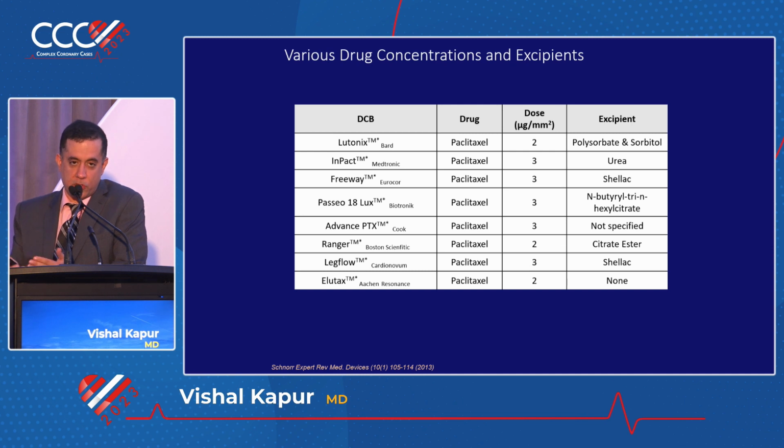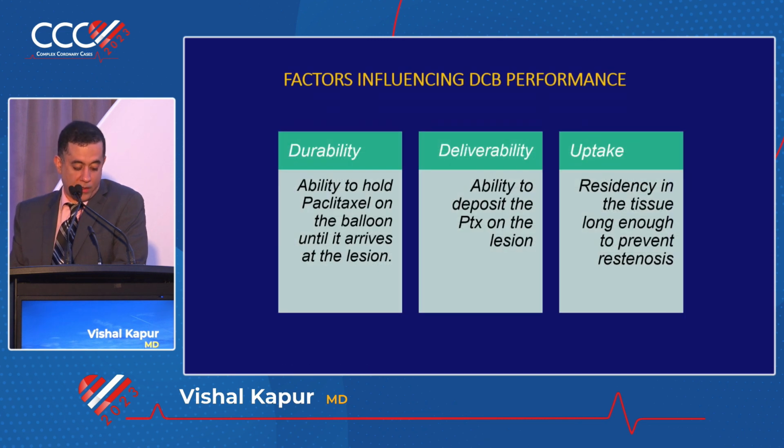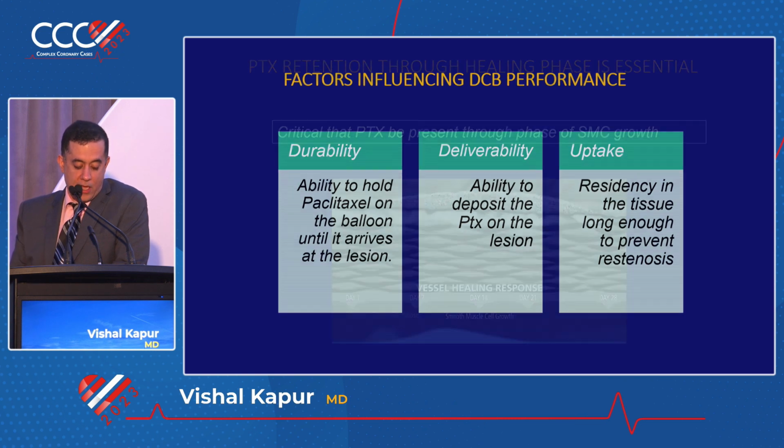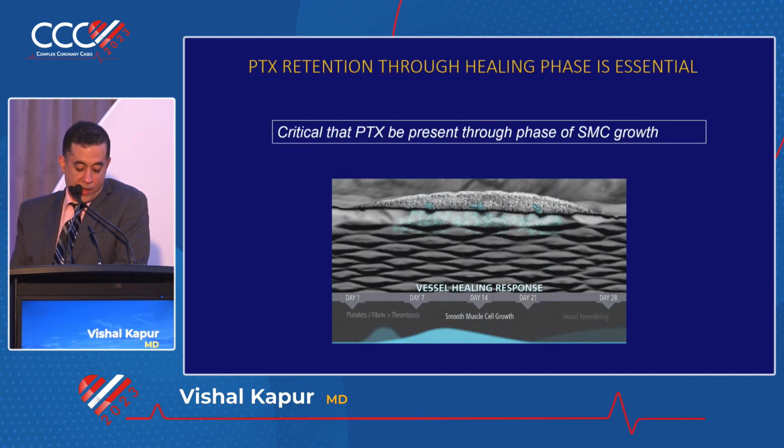I mean, Ranger is back to 2, but there is no real comparison to say one versus the other, why 2 or 3 micrograms per millimeter squared is better or not. It's all dependent on how durable, how deliverable, and how much is the uptake on these DCBs. But the mechanism of action essentially is on the smooth muscle cell growth.